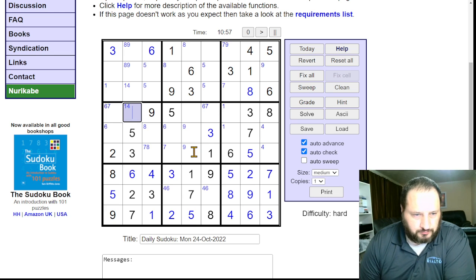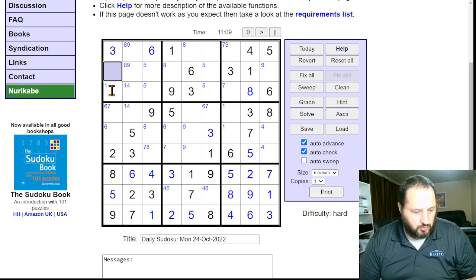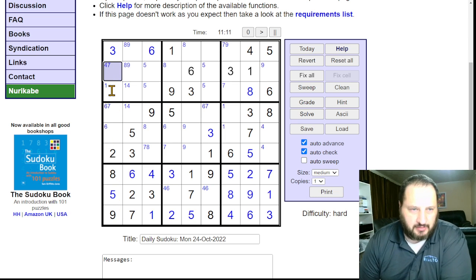Okay. So let's look at this cube, this little spot right here. I've got a 1, 2, 3. This could be a 4, 5, 6, 7, 8, 9. So this one can only be a 4 or a 7.